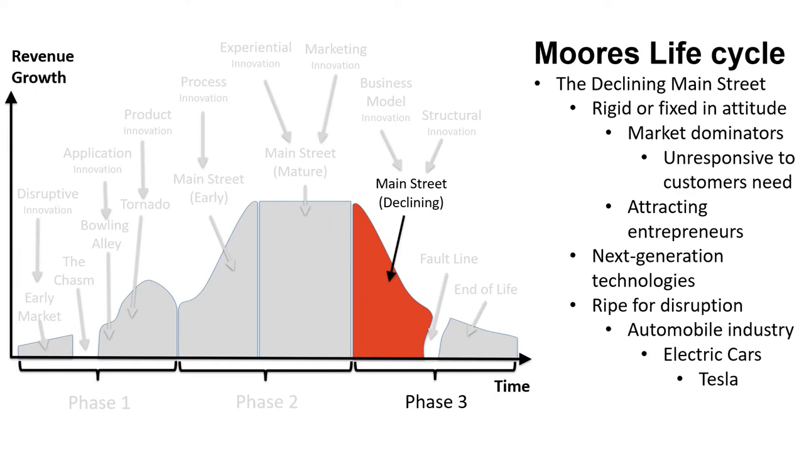Stage 7. The declining Main Street. The category has become rigid, or fixed in attitude or position, and the market dominators are unresponsive to customer needs. Customers are actively looking for relief, a development that is attracting entrepreneurs. The next generation technologies are on the horizon, although none has gone through the tornado. The market is ripe for some form of disruption, either through an obsoleting technology or a radical innovation business model. Electric cars with Tesla at the forefront started that development in the automobile industry.